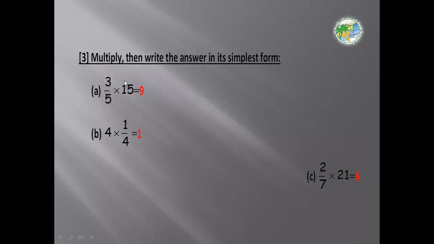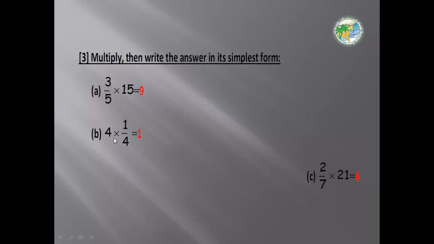We say in any whole number the denominator is what? 1. And we can simplify by cross scissors. 15 and 5 in the times table, what is it? 5. 15 divided by 5 equals 3. 5 divided by 5 equals 1, so here the denominator is 1. So here the denominator is 1, and here 3 and here 3. So the answer will be 9. 3 times 3 will be 9.